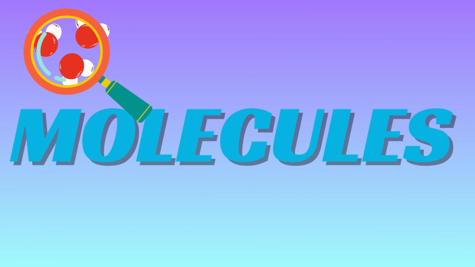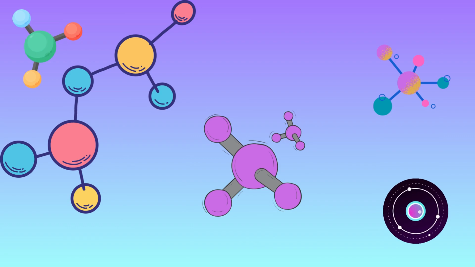Today we will talk about molecules. Molecules are the smallest units of compounds that retain the properties of the compound. They are made up of two or more atoms that are chemically bonded together.